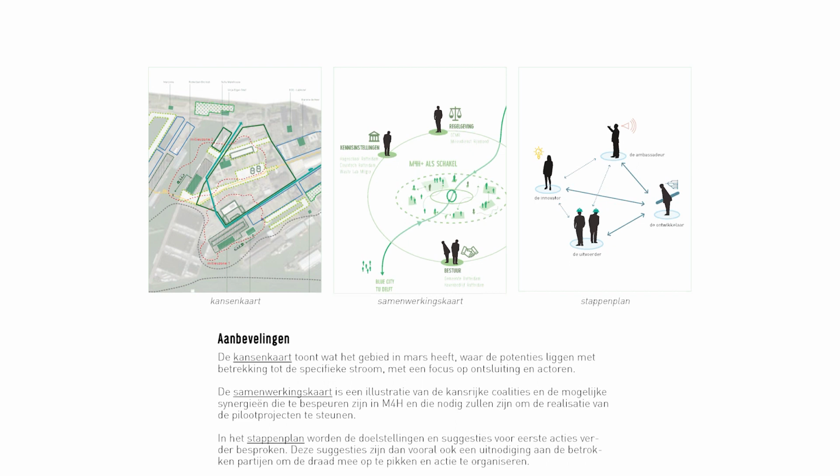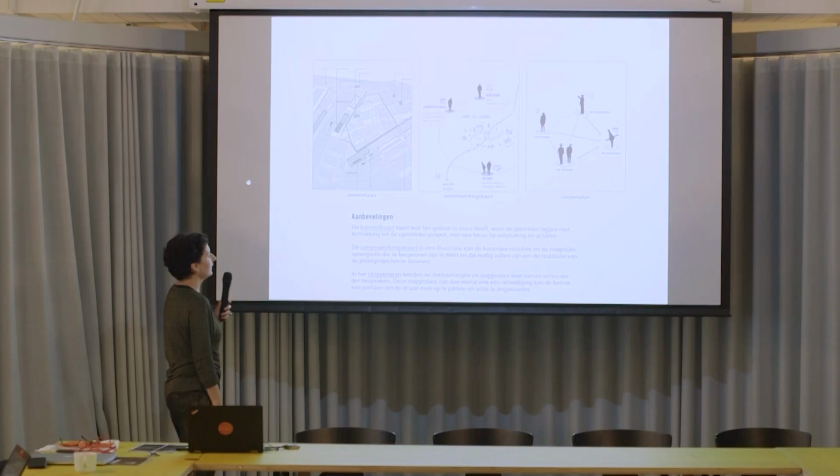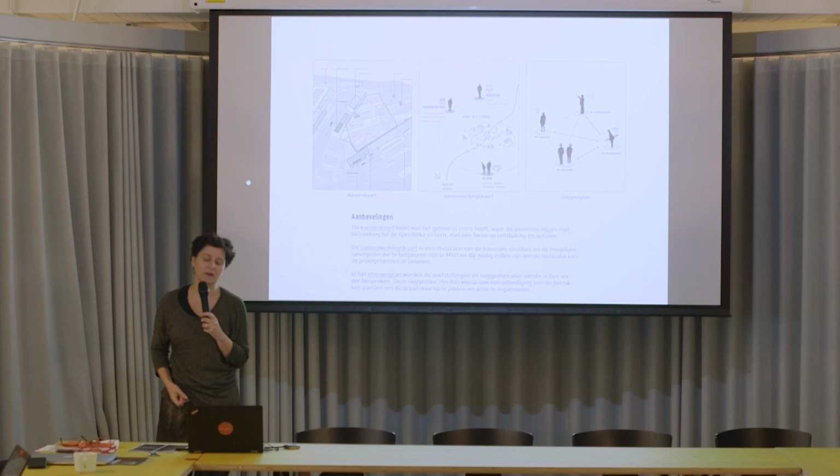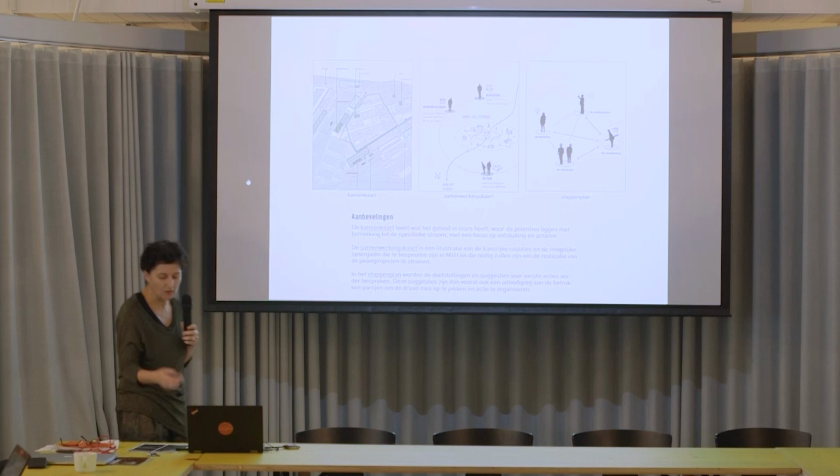So the result of this whole trajectory was a series of recommendations articulated into three documents. One was an opportunity map: within the existing area, what kind of spatial opportunities you can identify. A coalition map: which kind of actors you need to put together in order to further circularity locally. And a roadmap, to explain to the city of Rotterdam, who was commissioning this study, and the port of Rotterdam, how they could move forward.